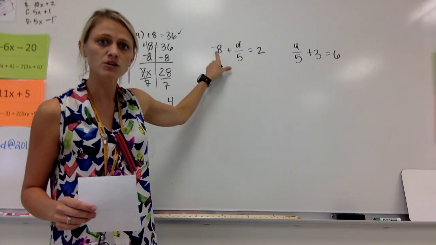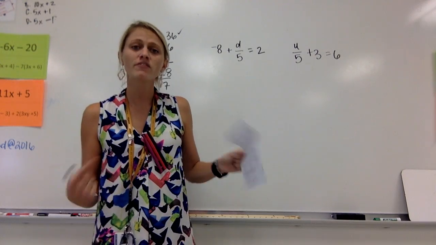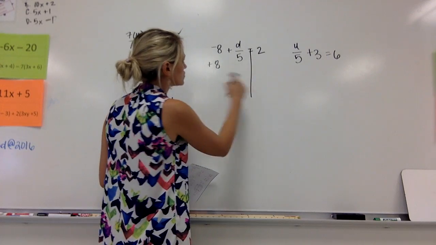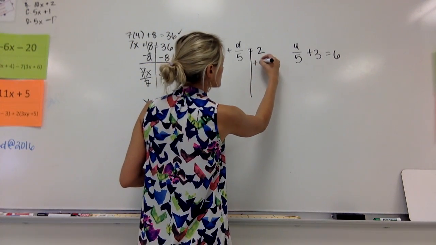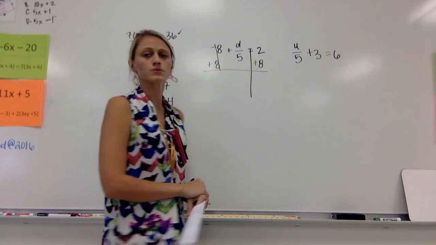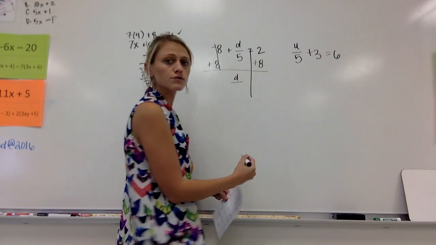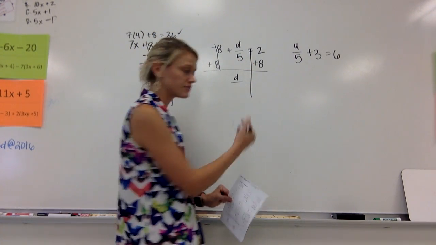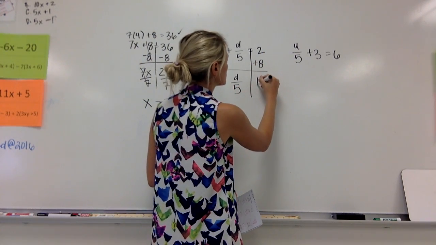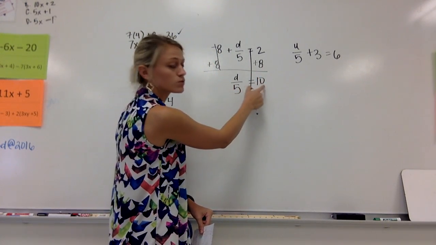It's over 5. Let's start with the thing that's further away, so this negative 8. To get rid of a negative 8, we've got to add it, right? The opposite, okay? So if I do it on this side, I'm going to do it on this side. Those will cancel. So on this side, I'm now left with d over or divided by 5. Over here, 2 plus 8 is 10. So now I've got d divided by 5 equals 10.